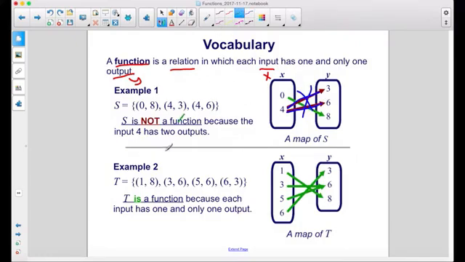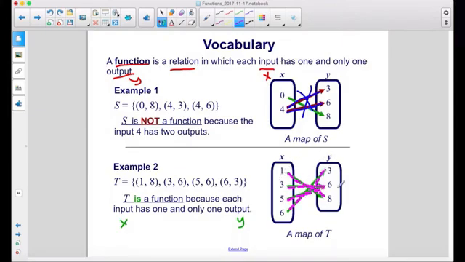On the other hand, we have T, and T is a function because each input, or X value, has one and only one output, which is a Y value. So, see how for each value of X, you can draw only one line to the Y category.